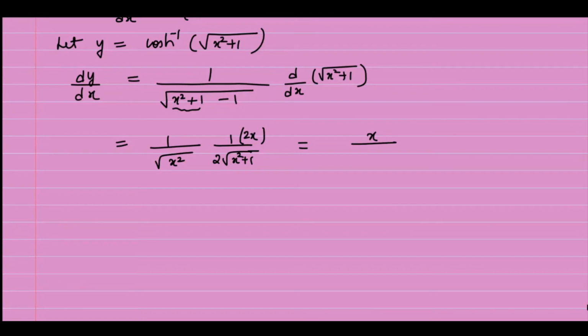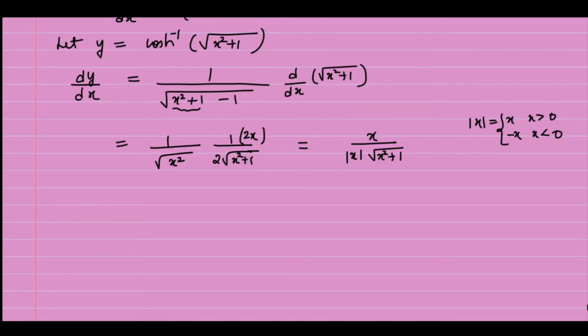Here you have mod x because x can be either positive or negative. The problem says x is not equal to 0, so it can be positive or negative. So actually mod x takes two values. Mod x is equal to x if x is positive, and it takes the value minus x if x is negative.